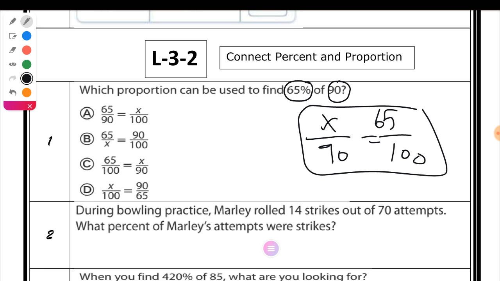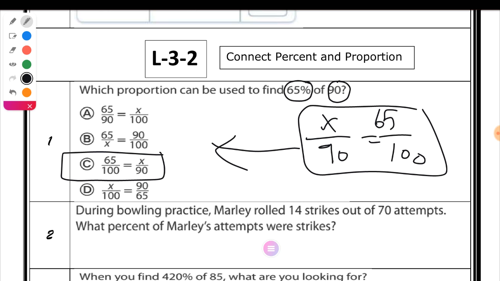Which one of these is equivalent? Yes, it's B. Maybe it's... no, it's not B. It's x over 50. Sorry, x over 90. x over 90 equals... It's C. Yes, it's C. Okay, sorry.